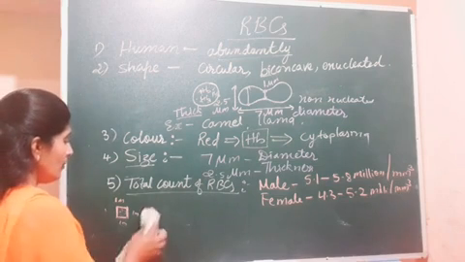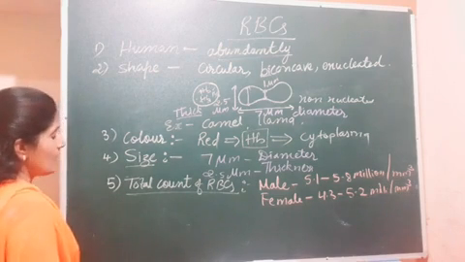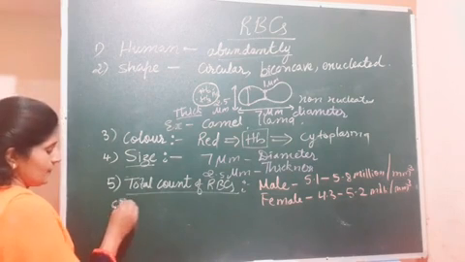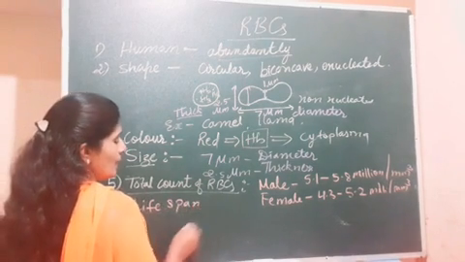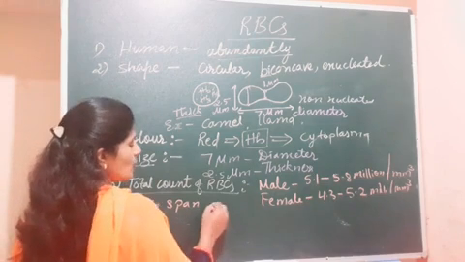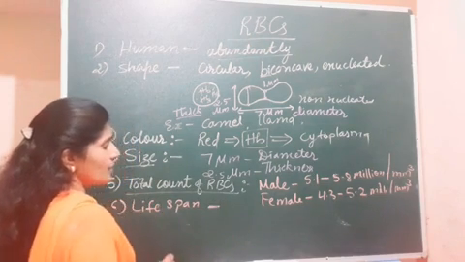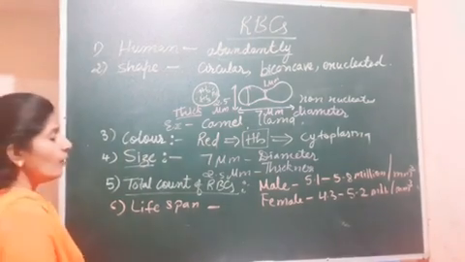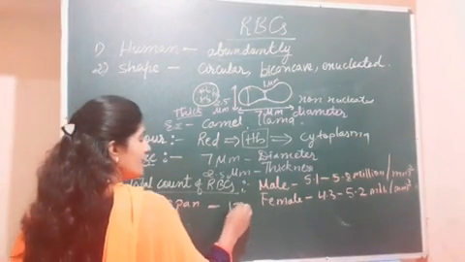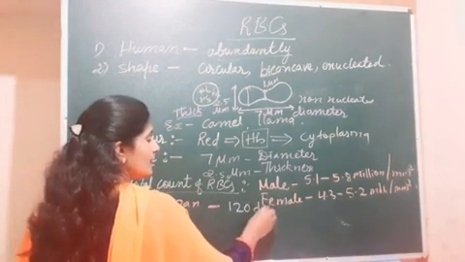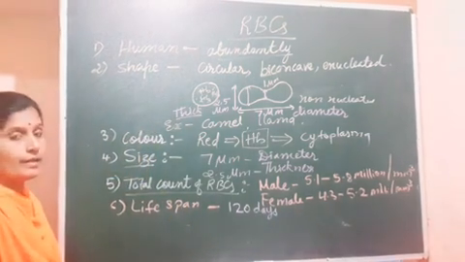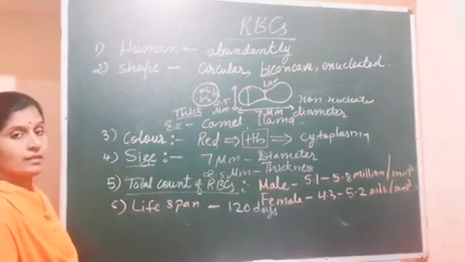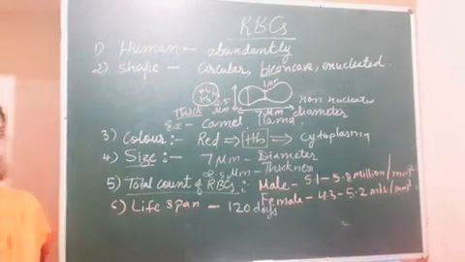Next, we find the lifespan of RBC. Lifespan of RBCs. How many days will they survive after the formation? They will survive only 120 days. After 120 days, they will get destroyed.